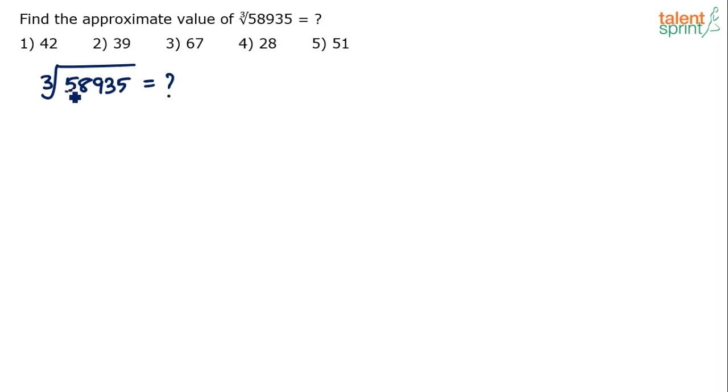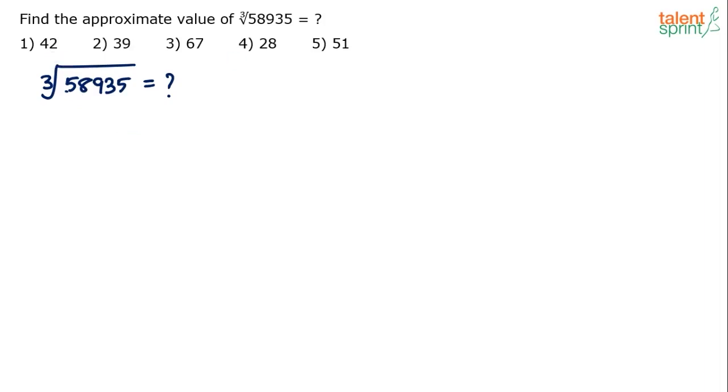If the options were really close, let's say 42, 43, 44, 45, 47, then we'd have to do a very precise calculation. But here I think we can do a rough calculation to find out which of these options is the right answer, right? And remember again, in approximations, the idea is to find the best answer. There's nothing like the accurate answer or the right answer. The best of the given options has to be chosen here. So which is the best option?